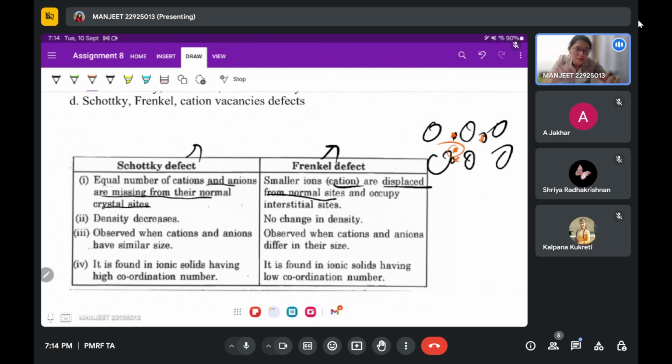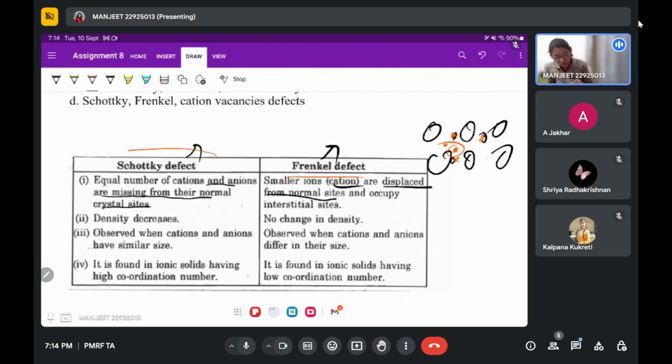Interstitial is basically not at the atom location, but at the interstice, I mean at the vacant space between the atoms. Substitutional is when it replaces your atom. Interstitial is when it moves to the space between the anion and the cation. So that will give you the Frenkel defect.